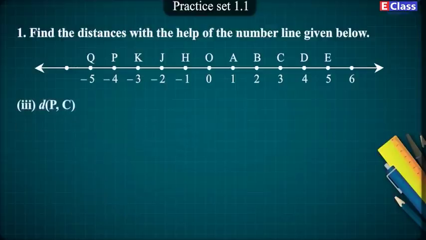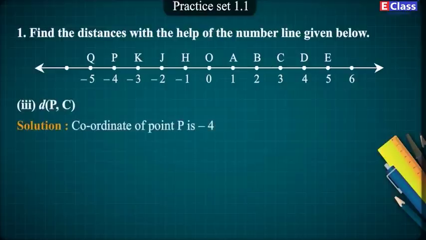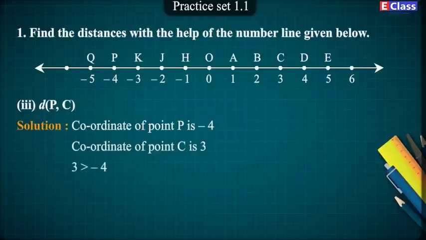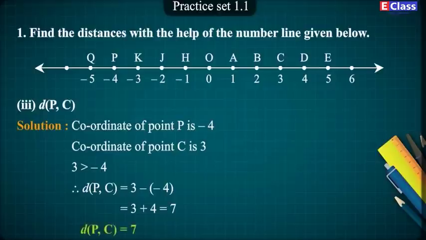3. Distance of PC. Solution: coordinate of point P is minus 4. Coordinate of point C is 3. 3 is greater than minus 4. Therefore, distance of PC is equal to 3 minus (minus 4), which is equal to 3 plus 4, which is equal to 7. Answer: distance of PC is equal to 7.